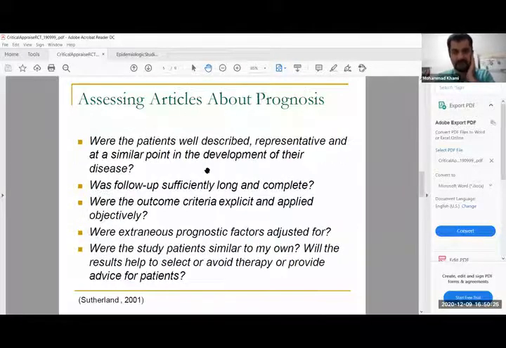So I go to the next slide, and this is assessing articles about prognosis. When we have a question about the prognosis of a condition or a treatment: were the patients representative and at a similar point in the development of their disease, and was follow-up sufficiently long and complete? Again, the same as what Professor Shamshiri presented. Were the outcome criteria explicit and applied objectively, and were extraneous prognostic factors adjusted for? And were the study patients similar to my own, will the results help to select or avoid therapy or provide advice for patients? You can see we have the same question in all of the checklists because the ultimate goal in evidence-based practice is to find answers to our clinical questions.